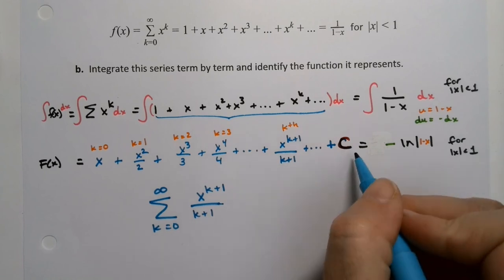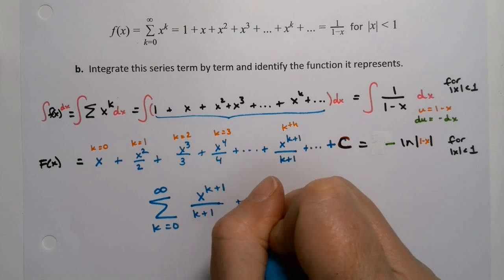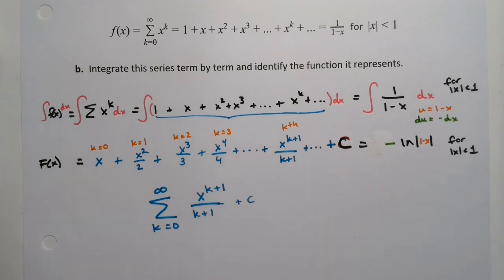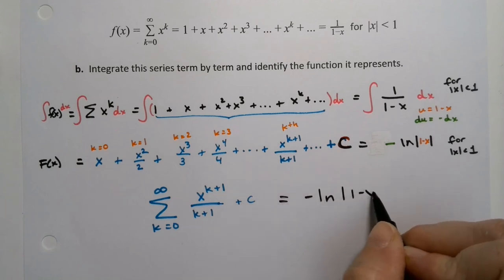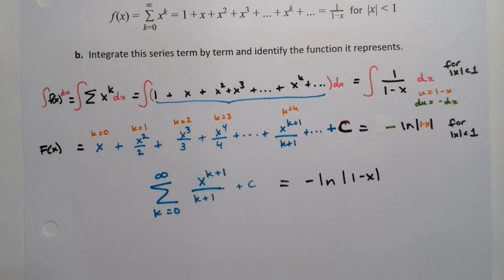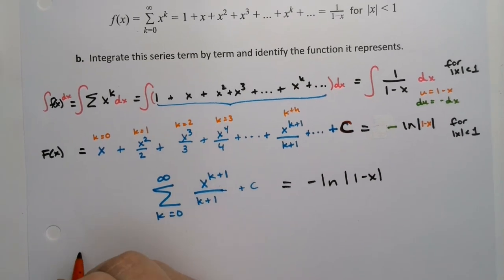And so then it's plus a c, right? So we got to figure out that c bit, which we'll figure out in a second. And this will be equal to the negative natural log of the absolute value of 1 minus x. All right, so let's go find c really quickly.